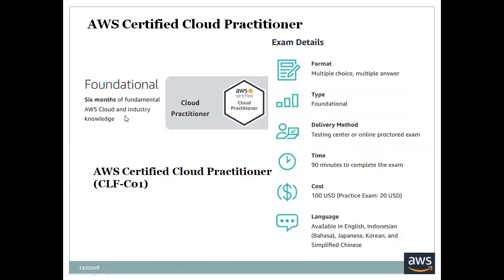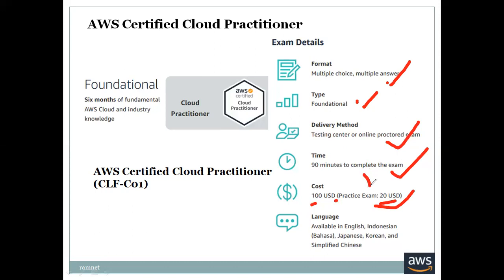The exam code is CLF-C01, and we are looking at the exam details. The format is multiple choice and multiple answers. The type is a foundational level exam. Delivery method is a testing center or online proctored exam. You get 90 minutes to complete the exam, meaning 1.5 hours. The practice exam is $20 US. The original exam is $100 US.